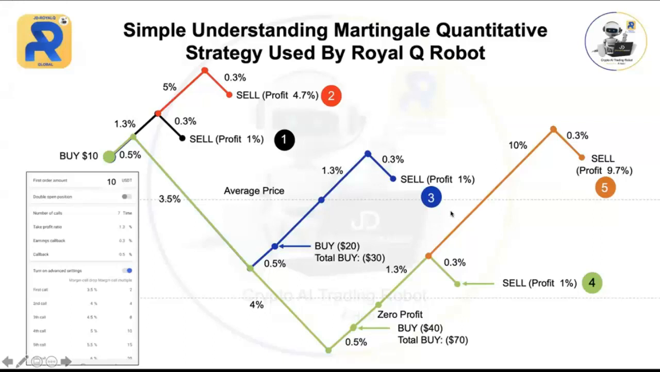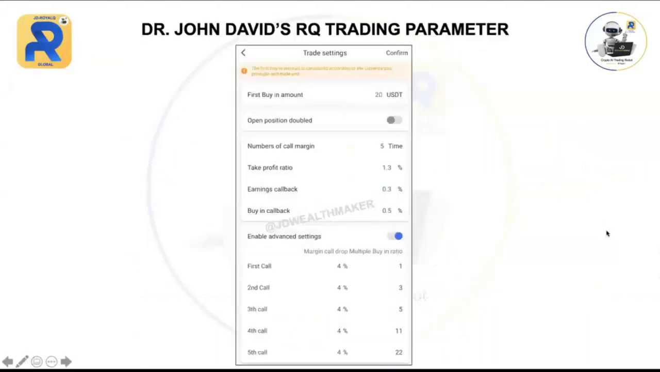Can you see that? So that's the beauty of this whole strategy that has been mathematically developed into this robot, because this robot is so intelligent, it can actually do this work for all of us. Isn't that amazing, right? Now, let me just quickly show you my trading parameter. Okay, this is my trading parameter. If you want to use this trading parameter, you can use that. Okay, it's up to you.